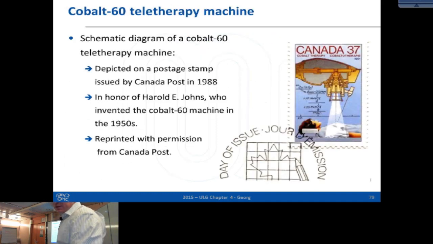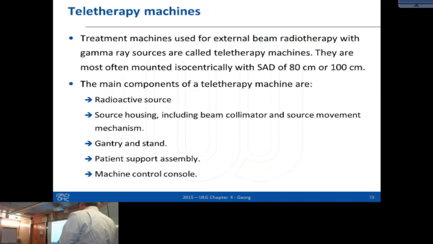In terms of the external beam therapy machine and its mechanical components, you have a gantry, stand, patient support, and machine control, and the radioactive source is in the treatment head. You need a source housing because with a radionuclide you have radiation all the time, but the patient needs to get on and off the table.